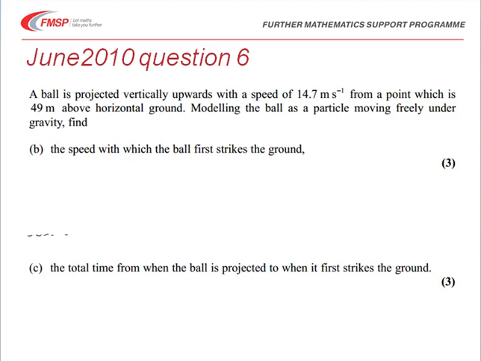In part B of the question, we can again use v squared equals u squared plus 2as, but this time we want to find v when we know that it has fallen through a height of 49 meters from its starting point.